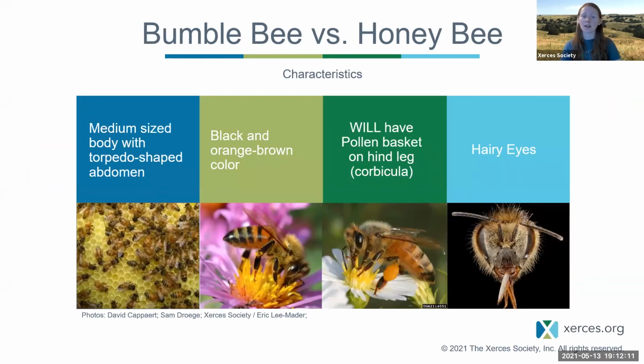Some other bees that you might confuse with a bumblebee would be a honeybee. These ones are a little bit smaller, though not always, than bumblebees. They have a torpedo-shaped abdomen, and they're usually that black, orange, honeyish color. Bumblebees and honeybees are relatives, so they're both going to have big pollen baskets on their hind legs. The last thing that honeybees have that bumblebees don't is the younger ones have very hairy eyes. So if you manage to get up close and personal with a honeybee, you might see that there are hairs on the eyes.